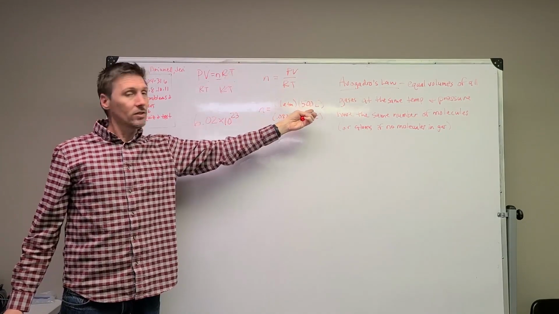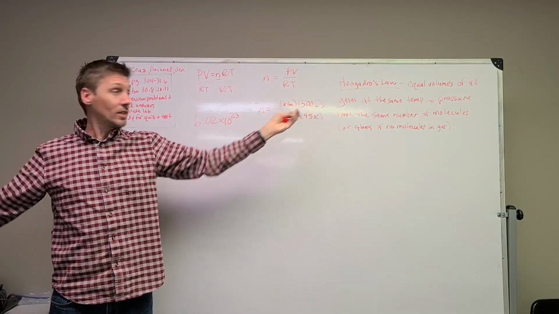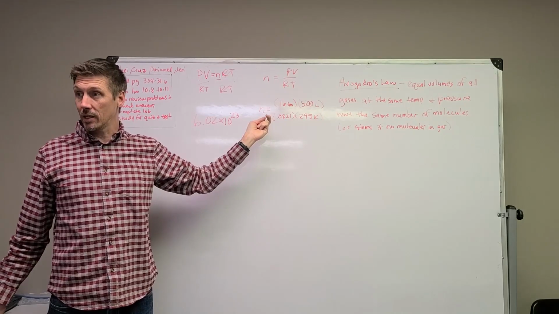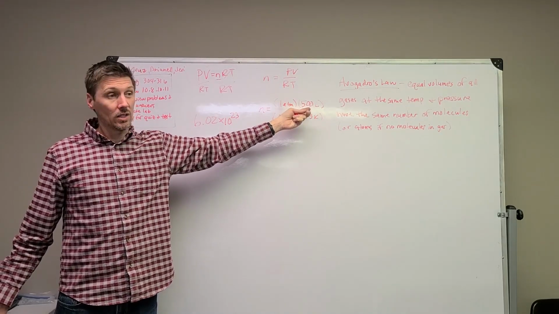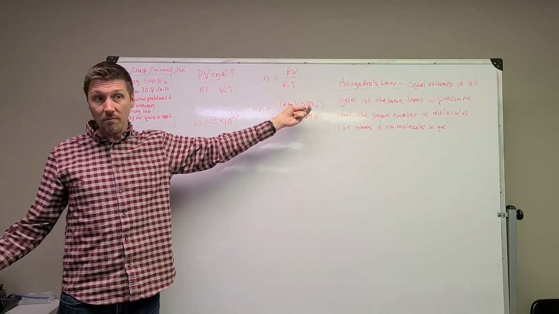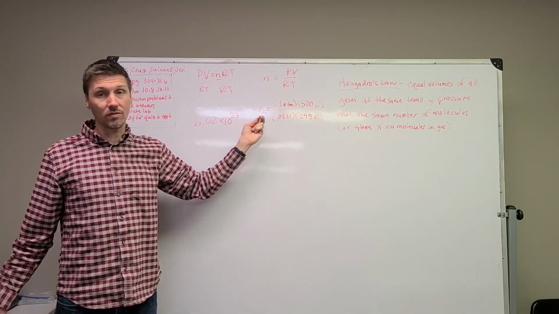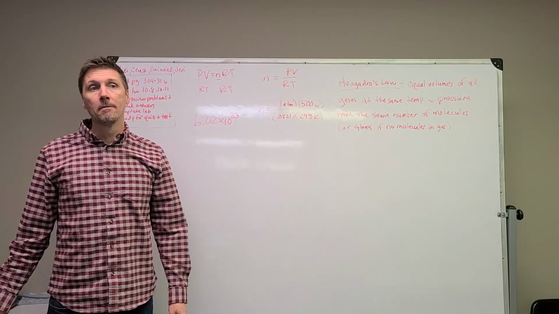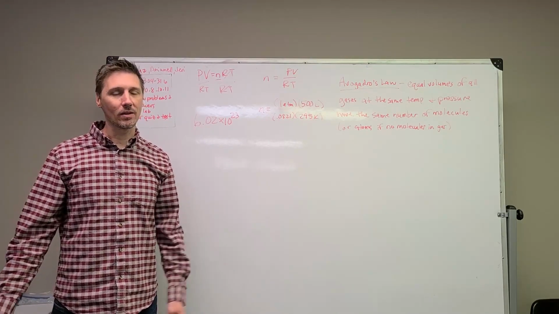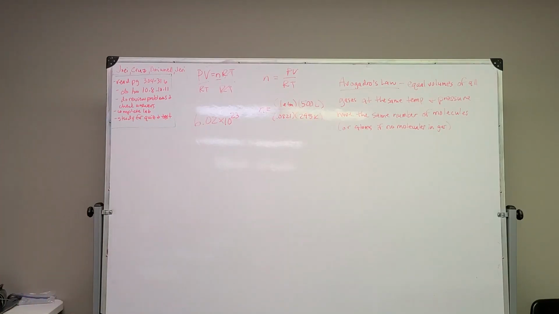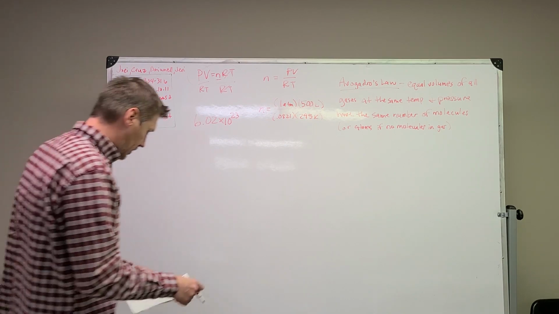If I've got 500 liters of oxygen or 500 liters of nitrogen, I'm going to come up with the same n. So if pressure and temperature are the same, as long as we've got the same volume of gas, the number of moles of that gas is going to be the same. So what, Mr. Walker? Why do we care? Well, because there's this cool thing that we can do only with gases in chemical equations.